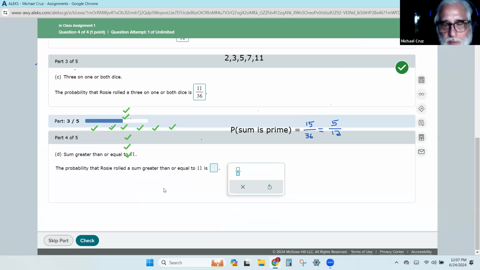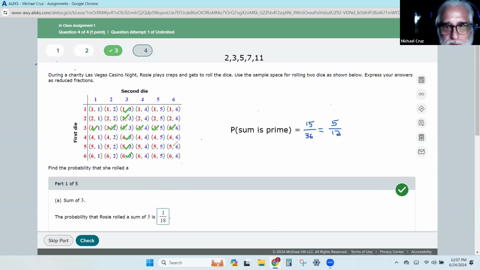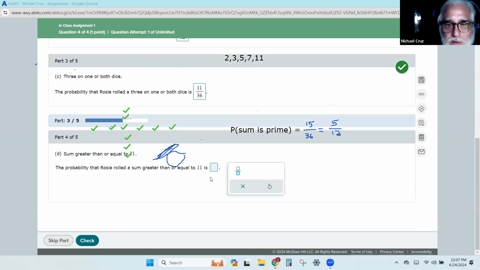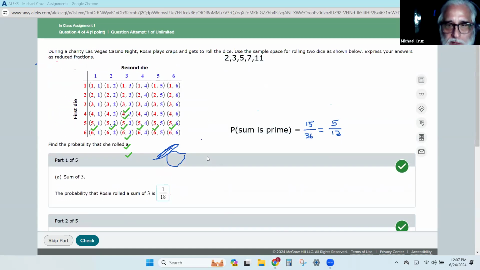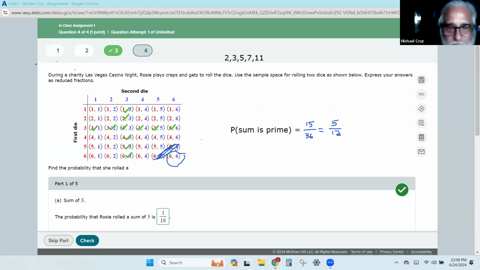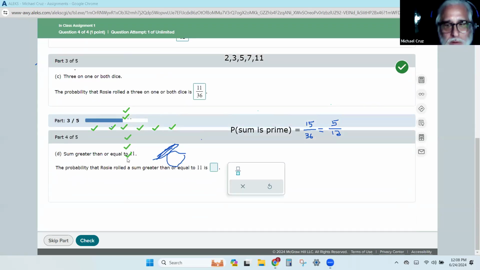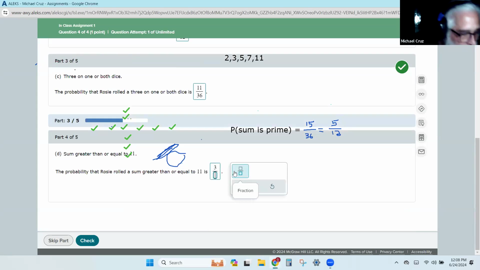So sum greater than or equal to 11. So there's only a couple of those. There's actually only one of those. So this is your 11 line, these two. And it says more than 11. So there's only one of those. Oh, I'm sorry, greater than or equal to 11. So there's 3 of them. 1, 2, 3. Greater than 11, this is 12, and those 2. So it's 3 over 36, which is 1/12.